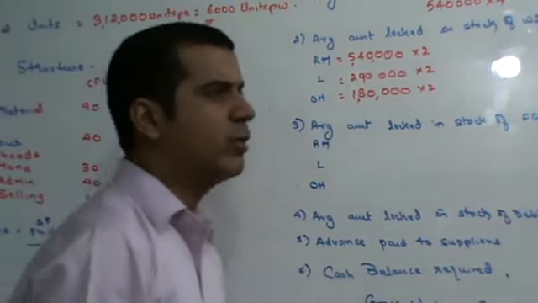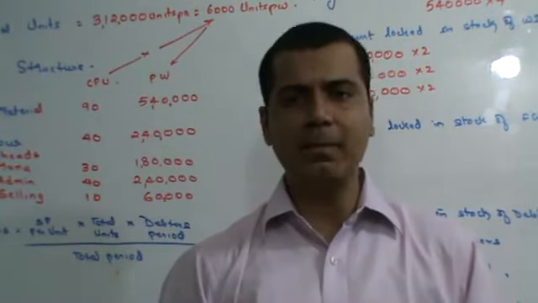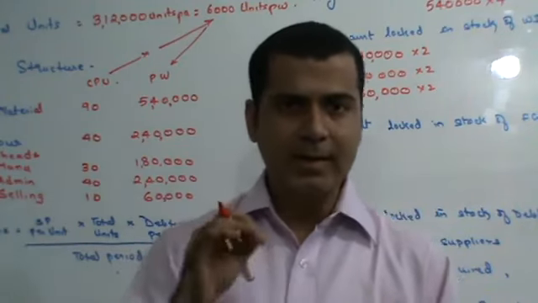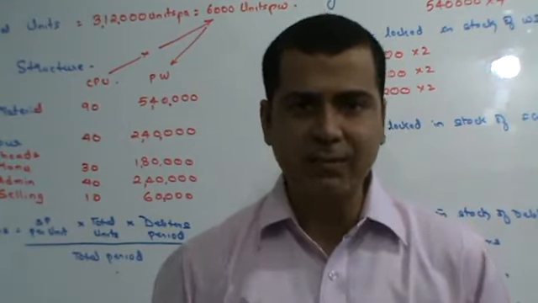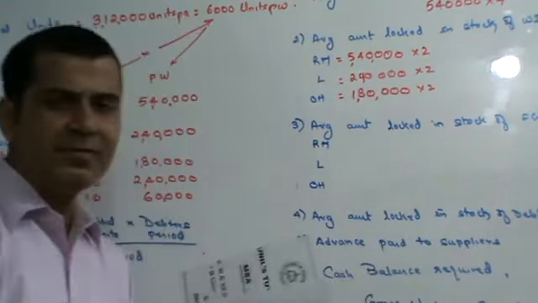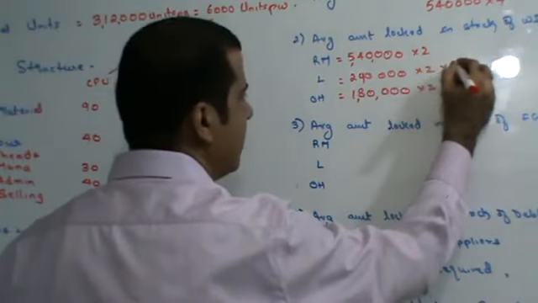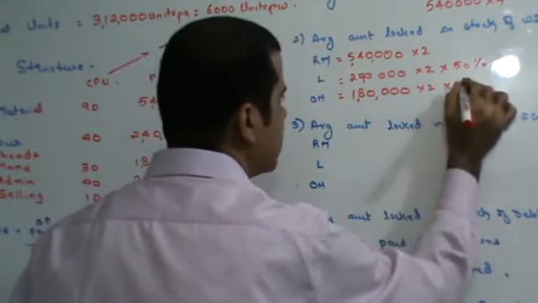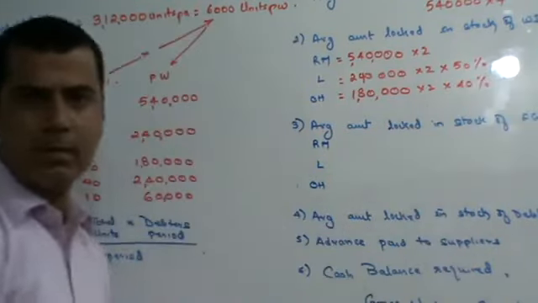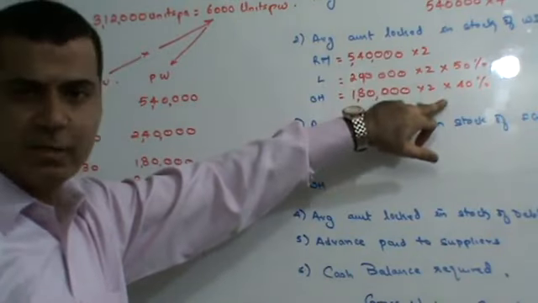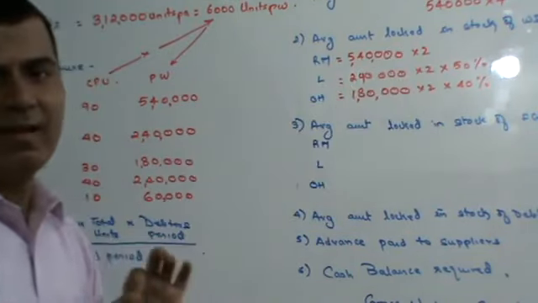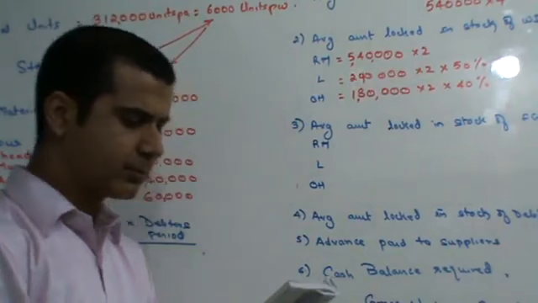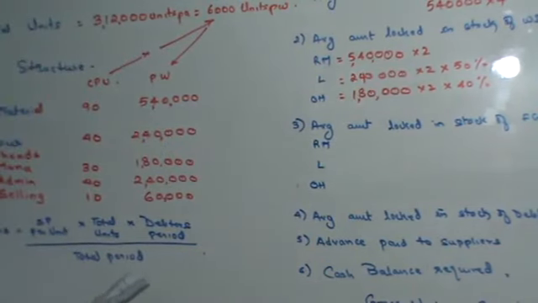Now, in most of the cases, we multiply labor and overheads of work in progress by 0.5. But in this particular sum, they have specifically given you the ratio. They have said that wages should be 50% and overheads should be 40%. Ideally, we multiply both these by 0.5. But here, since they have specifically given you the ratio, you will have to take the ratio that they have given you. Let's move on ahead.